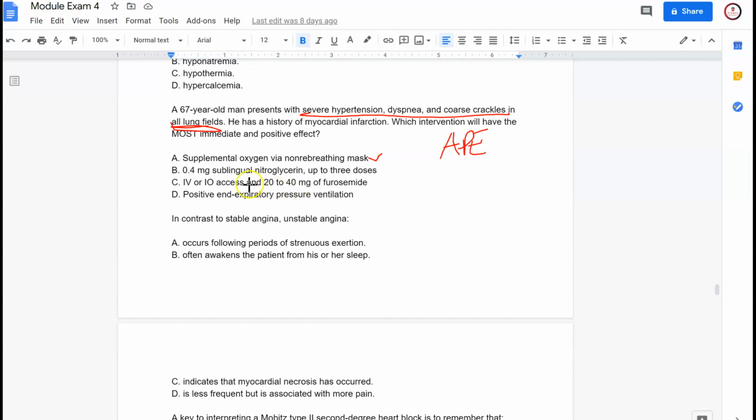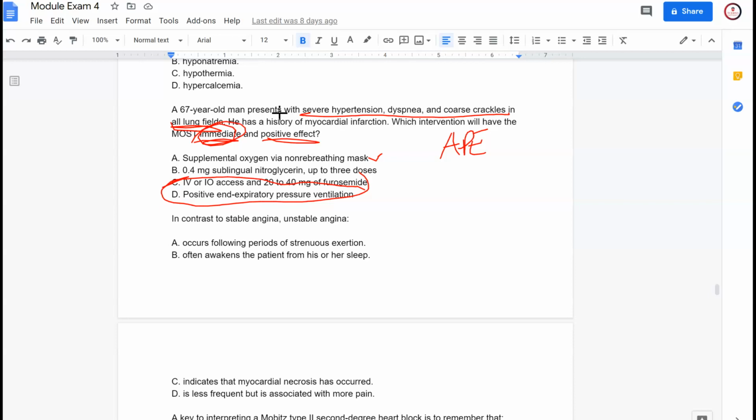characteristics. IV access and furosemide, no, because furosemide is not immediate. There's nothing immediate about Lasix. Lasix takes a while. Positive end expiratory pressure ventilation. This is your answer right here, because immediate and positive. That's where you're going to see your most change.